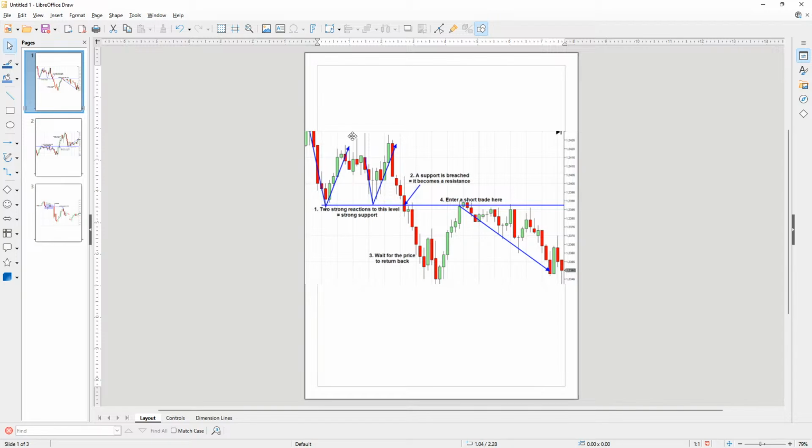You're looking for, like in this instance, we're looking for a short position. You're finding an area of support, which once you break below is going to become resistance.